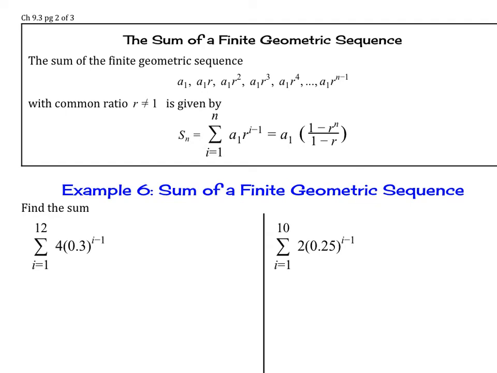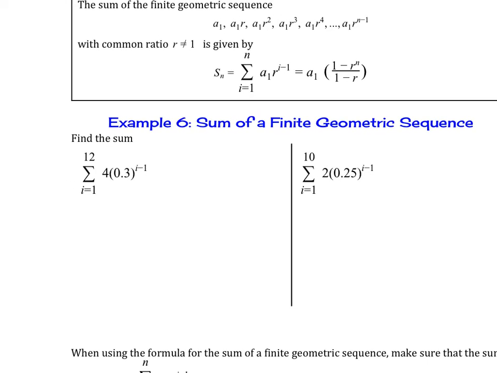Example 6, we're going to look for the sum of a finite geometric sequence. So the sum of the finite geometric sequence with common ratio r ≠ 1 is given by S sub n equals the sum from i = 1 to n of a1 r^(i-1). It's finite, so we have S_n = a sub 1 times (1 minus r^n) all over (1 minus r). We're going to use that formula to find each of these sums.